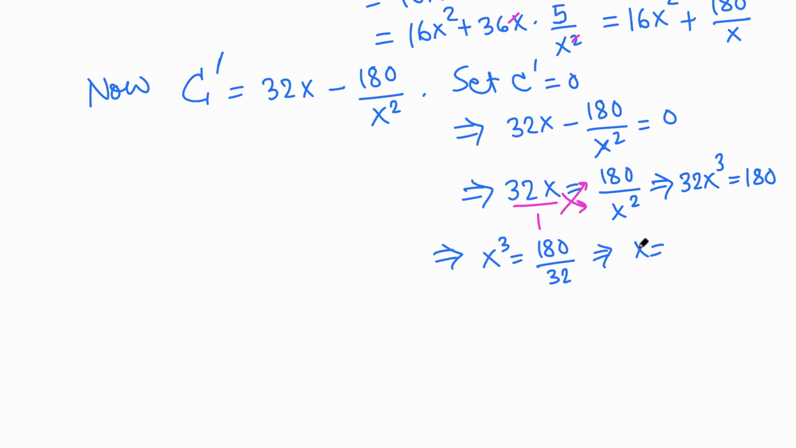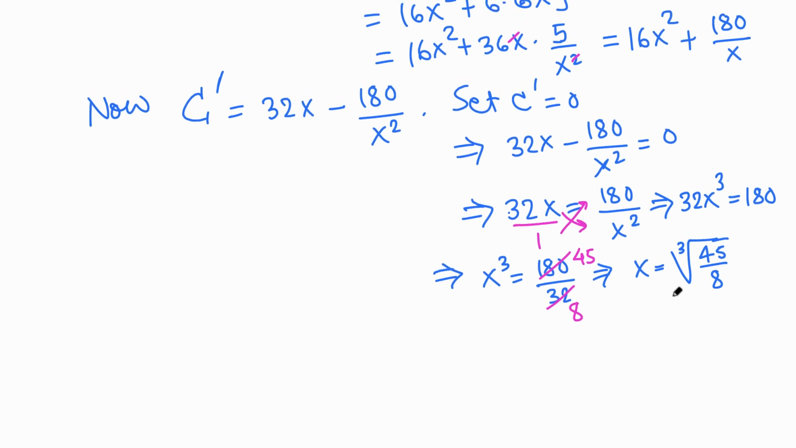So we found x equals, take the cube root. In fact, we can simplify: 4 goes into 180 45 times, and 4 goes into 32 8 times. So we got x equals the cube root of 45 over 8. If you punch 45 over 8 into your calculator and take the cube root, it comes out to be about 1.77. Okay, so this is part of our answer.